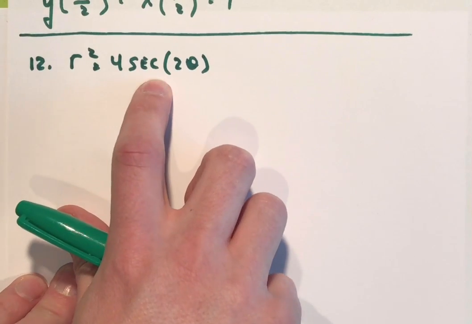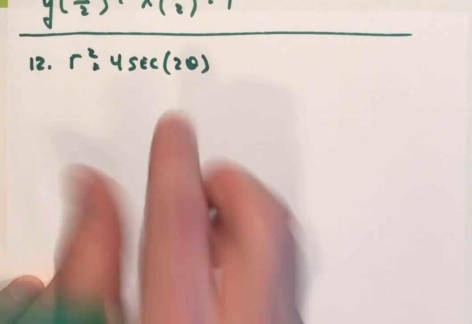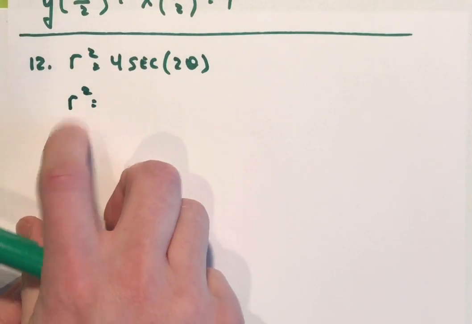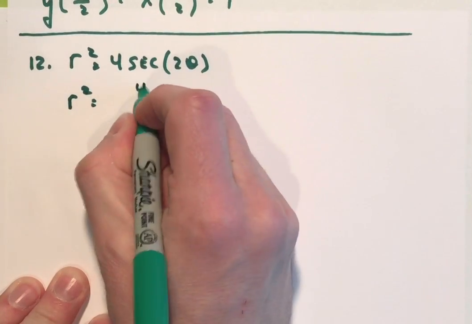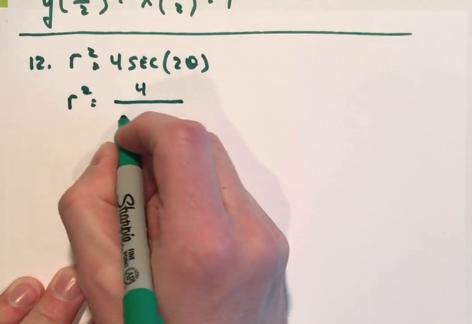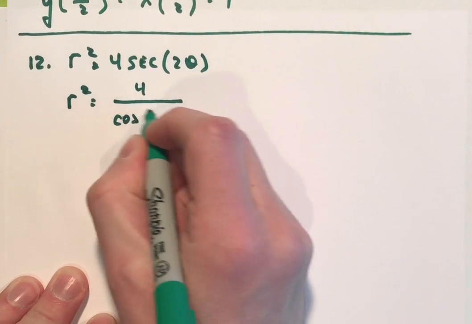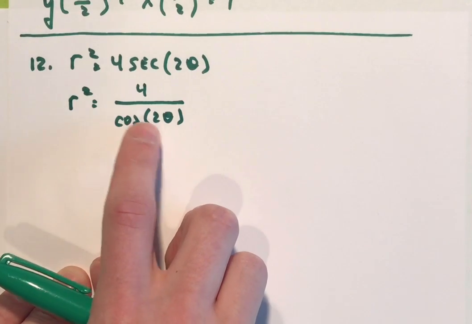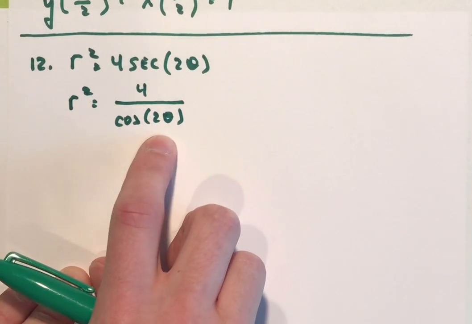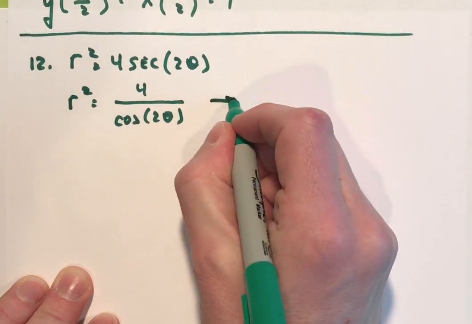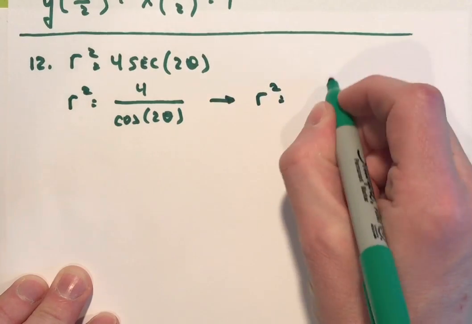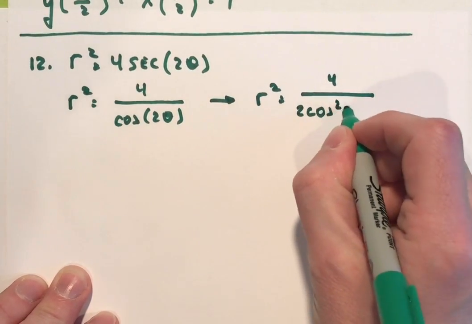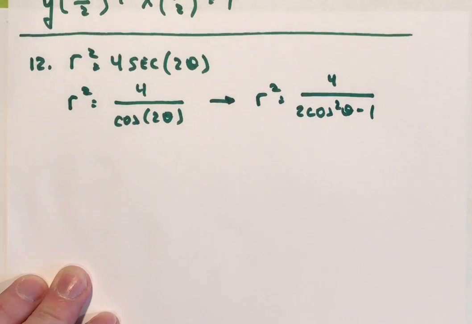Well, secant, that's division by cosine, that's 1 over cosine. I can rewrite this as r squared, which is already one of our statements, equals 4 divided by cosine of 2 theta. Now I'm going to go back to our double angle identities. This gives us r squared equals 4 divided by 2 cosine squared theta minus 1.